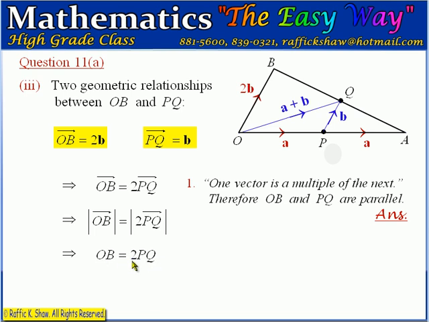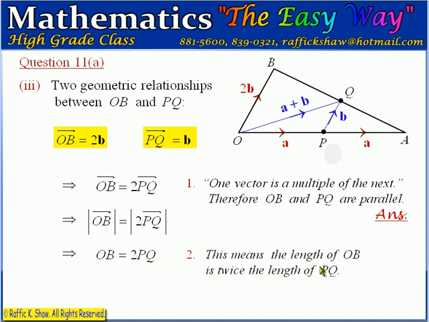This is now our scalar equation. By taking the modulus of both sides of this vector equation, we are able to remove the direction component, so that we only have a scalar equation, which is a relationship between the length of the lines. And what this means is that the length of the line OB is equal to 2 times the length of the line PQ. And so we can write that as our second geometric relationship between the lines OB and PQ.